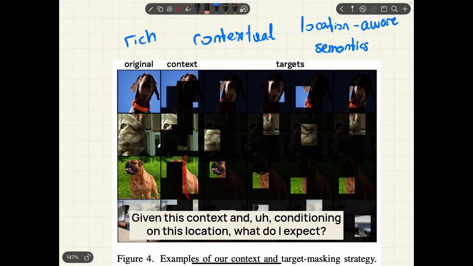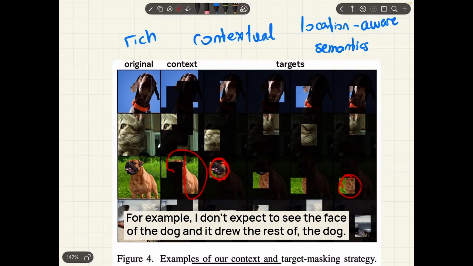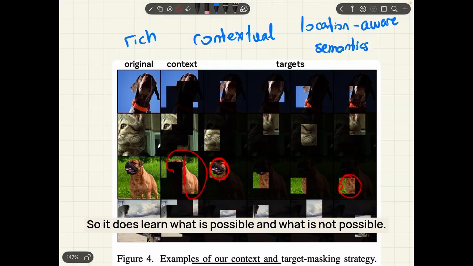Same thing right here, given this context and conditioning on this location, what do I expect? I expect to see the face of the dog, which is correct. At this point, for example, I don't expect to see the face of the dog, and it drew the rest of the dog. So it does learn what is possible and what is not possible.